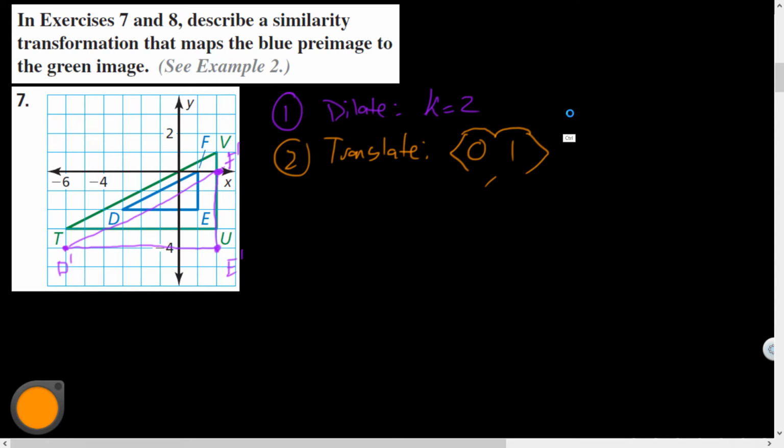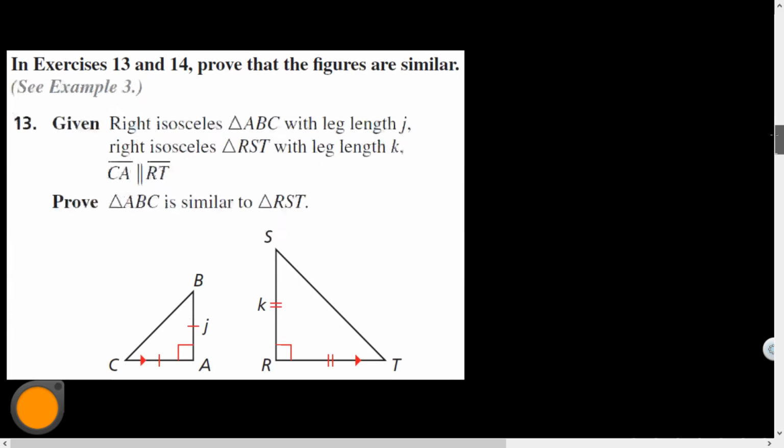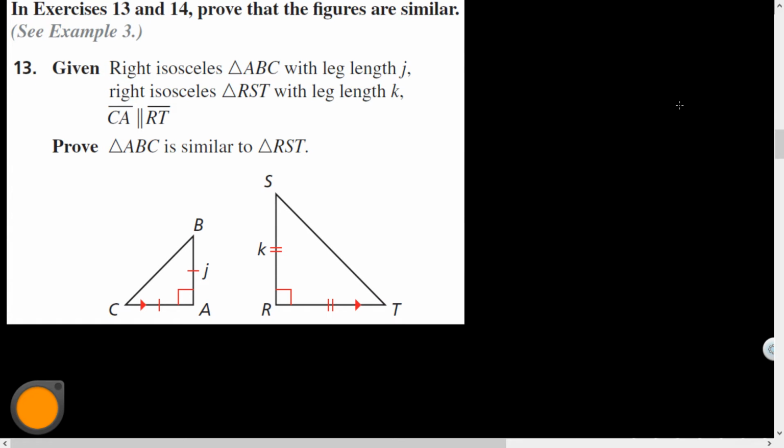All right, last question. Prove that the figures are similar. All right, we've got to pick up the pace. We're behind time.